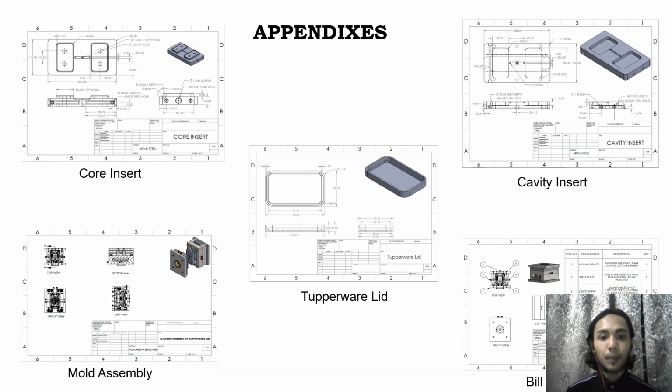Okay, for the appendix, this is the core insert. As you can see here, this is the cavity insert. This is the Tupperware lid, and this is the bill of material. This is the mold assembly for cavity and core, and also for the product.